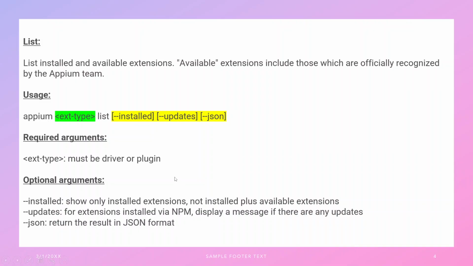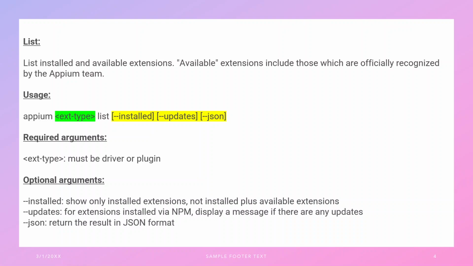If you use driver, you can get the list of information of installed and updated drivers, and JSON is a format here. If you use plugin, we get all the information regarding the installed and updates of the plugins. So in the extension type, you can use driver or plugin. These are the mandatory fields, whether we give driver or plugin here.